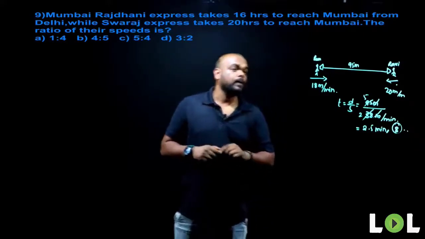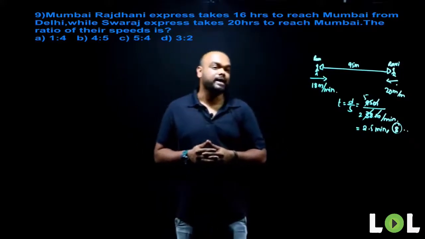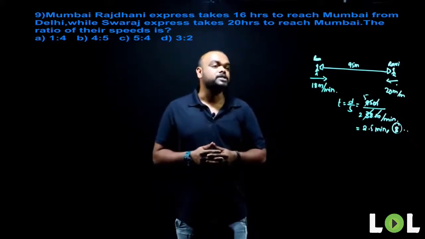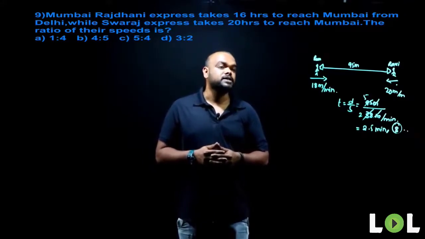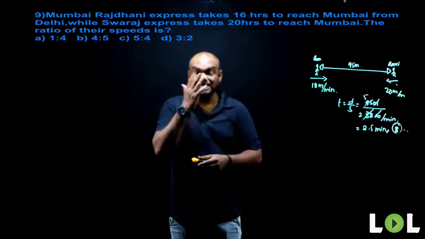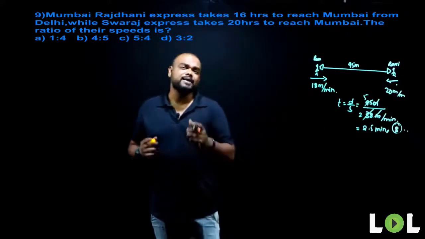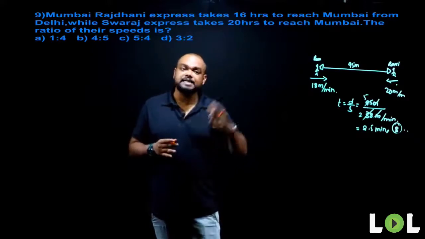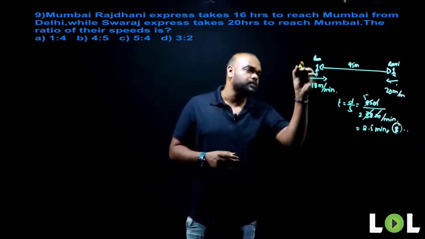Mumbai Rajdhani Express takes 16 hours to reach Mumbai from Delhi, while Swaraj Express takes 20 hours to reach Mumbai. The ratio of the speeds is, look, one simple question here, guys. You need not bother about what the individual speeds are, calculate the individual speeds and then take the ratio and all. No, that's a fool's paradise. Do not do that. Observe.